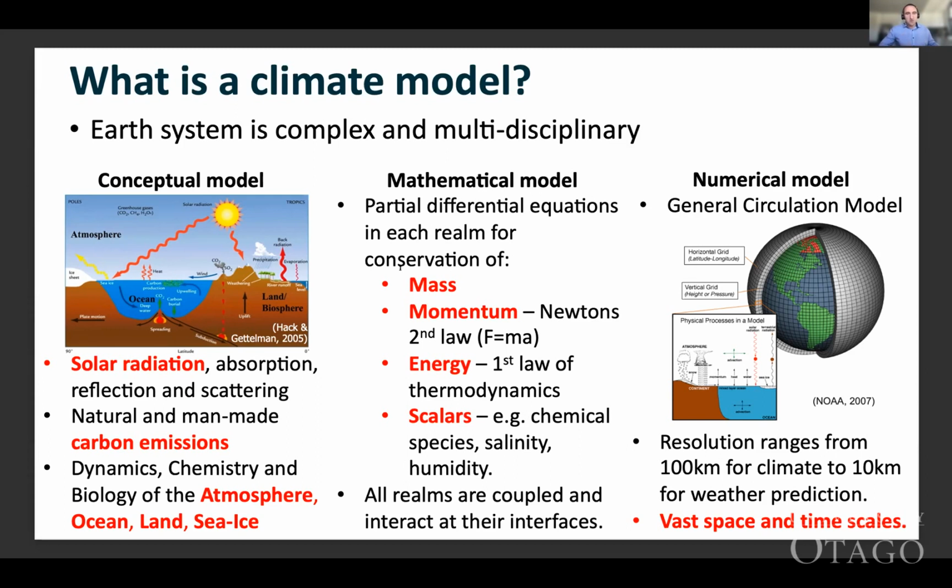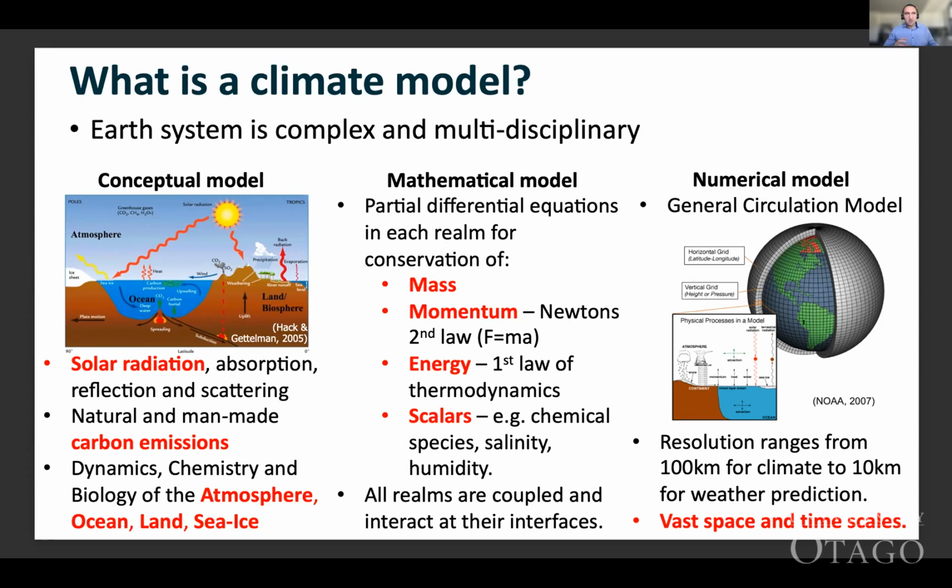However, we can't solve these equations analytically, so we need to do it numerically. For those of you that have heard the term general circulation model, this is what we're referring to: the numerical simulation of the climate. The way that we do that is we discretize, or subdivide, the atmosphere and the ocean into latitudinal and longitudinal boxes with various divisions in altitude as well. This gray sphere is representative of the atmosphere, the blue is the ocean, the green is the land.